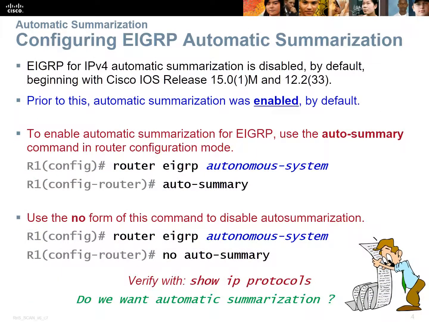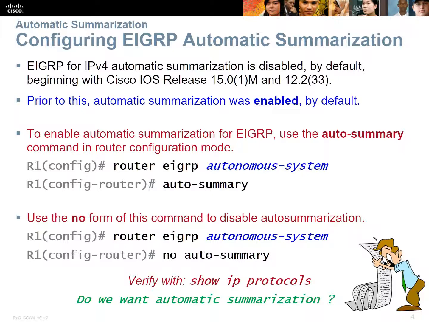So automatic summarization used to be enabled by default, but Cisco realized that 99.9% of the planet say no auto-summary. So in version 15 and 12.2(33), Cisco said, all right, fine, let's turn off automatic summarization. It does more harm than good, so we'll turn it off. If you want to turn it on, the command is auto-summary. If you want to turn it off, the command is no auto-summary.